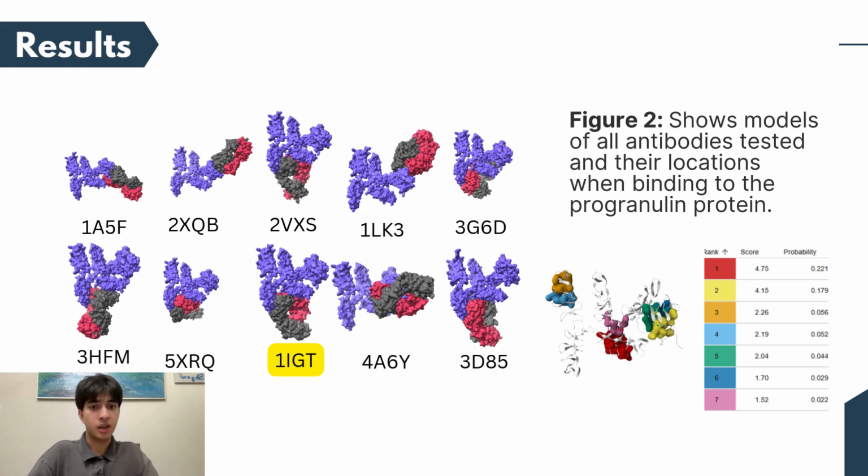And moving a bit to the right, there's a chart which shows the ranking of each binding site. And next to that chart is a model of progranulin in white, which has colored blobs on it, which indicate the different binding sites where the antibodies could potentially bond. Red is our number one spot, and pink is our worst spot. So 1IGT binds to this red spot, making it our best choice.